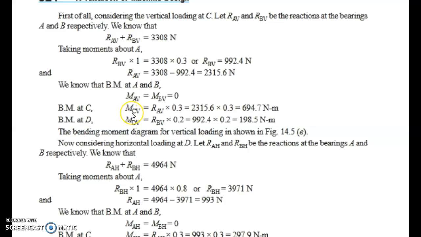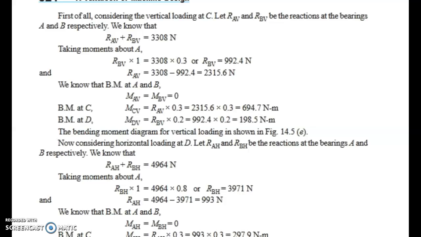What is that value? Bending moment at C is equal to RAV into 0.3. If we substitute RAV, the reaction load we found from the previous equation, we will get the bending moment at C. Similarly, we already calculated the value of RBV. If we substitute the value of RBV here, we will get the bending moment at point D. What is the value? 198.5.